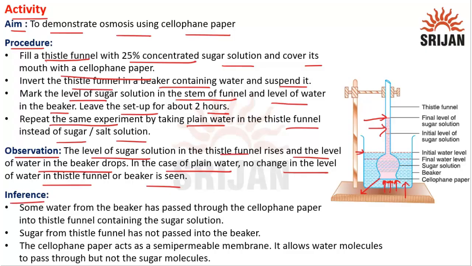So what is the inference? Some water from the beaker has passed through the cellophane paper into the thistle funnel containing the sugar solution, since the cellophane paper acts as a semi-permeable membrane, allowing only water molecules but not the sugar molecules. Sugar from the thistle funnel has not passed into the beaker. The cellophane paper acts as a semi-permeable membrane. It allows water molecules to pass through it but not the sugar molecules.